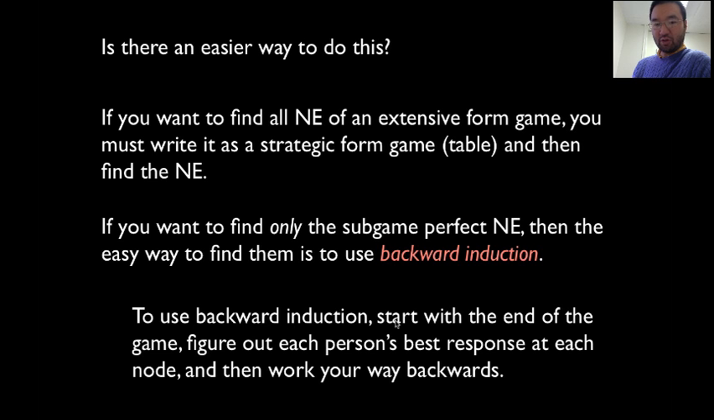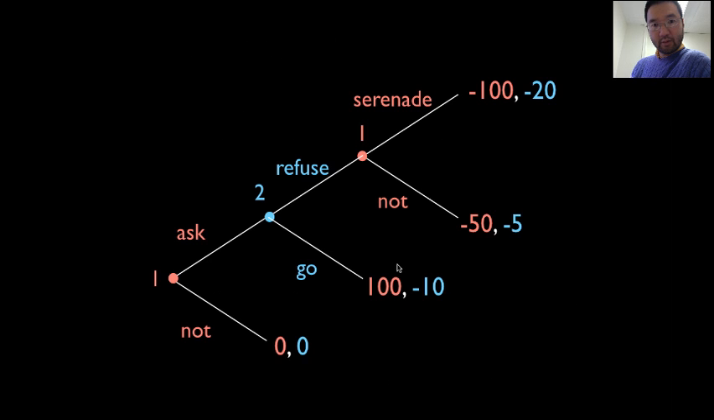To use backward induction, you start with the end of the game, figure out each person's best response at each node, and then work your way backwards. So again, what does induction mean? It means sort of iteration, like start first and then keep on going. And it's backward because you start at the end of the game and work your way forward. So let me show you how that works.